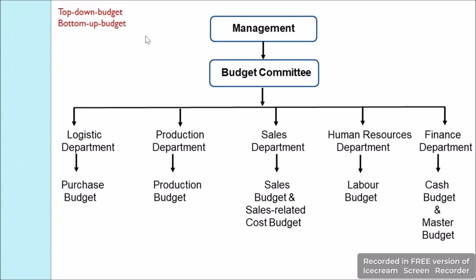In the bottom-up budget, what happens is each functional department will make their own budgets by communicating with the staff as well as by communicating with the other functional departments. Like for the logistic department, they make the purchase budget, the production department will make the production budget, the sales department will make the sales and any other related budgets, and human resource department will make the labor budget, financial department will make the cash budget and the master budget, and this will be passed to the budget committee, and budget committee will then give it to the management, and this type of budget is called bottom-up budget.